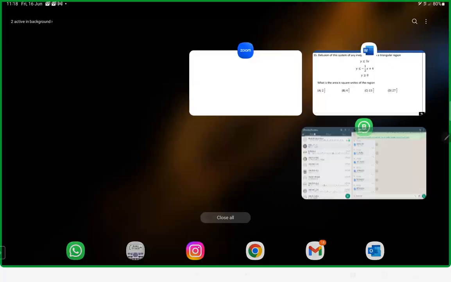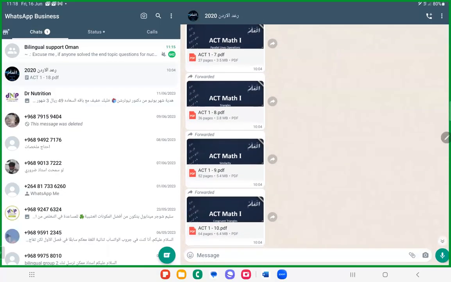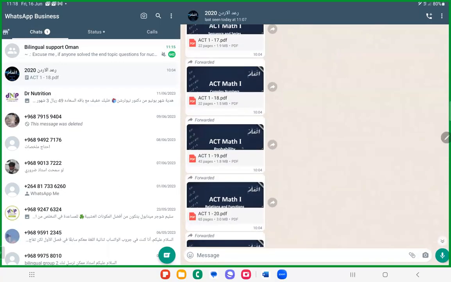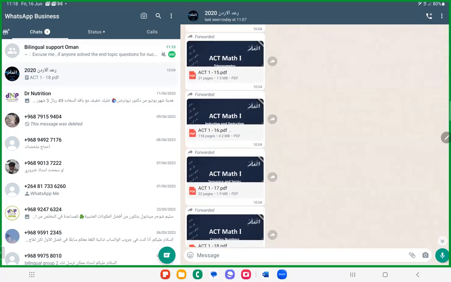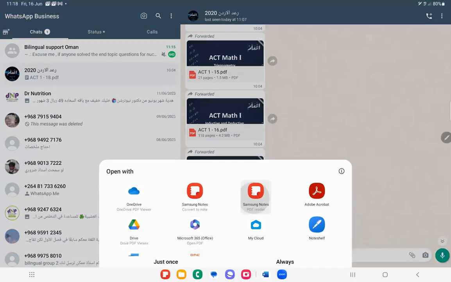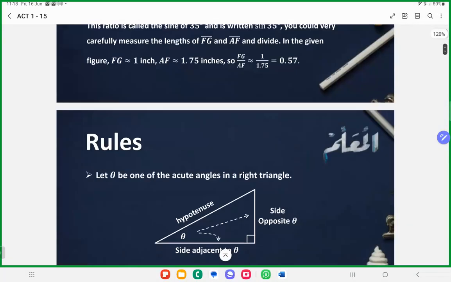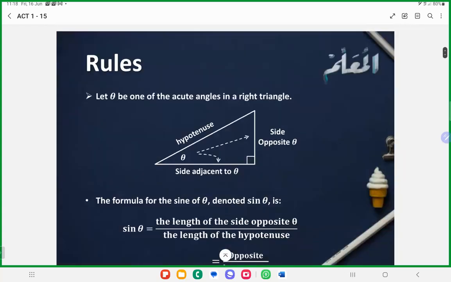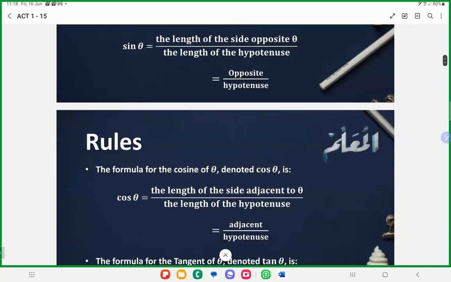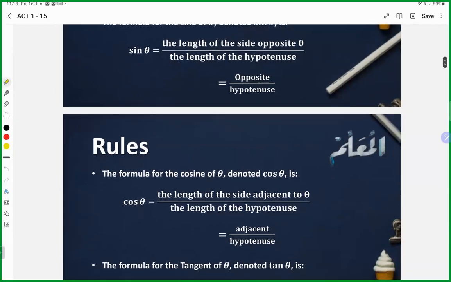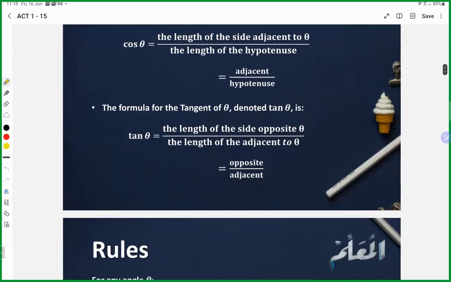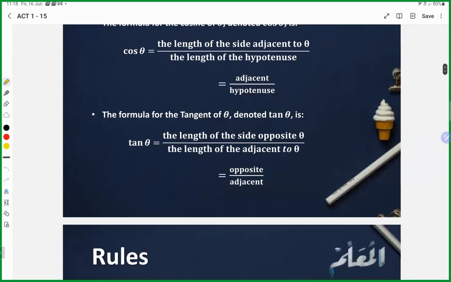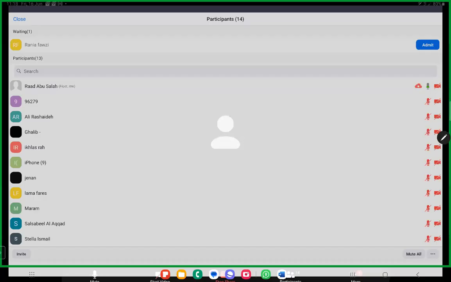The trigonometry, Chapter 15. Easy one, not like M2. Trigonometry in M2 has a lot of work to do. But here, just remember, of course, you need to know what's the sine, what's the cosine, and what's the tan. Opposite over hypotenuse, that's the sine. Adjacent over hypotenuse, that's the cosine. Opposite over adjacent, that's the tan.